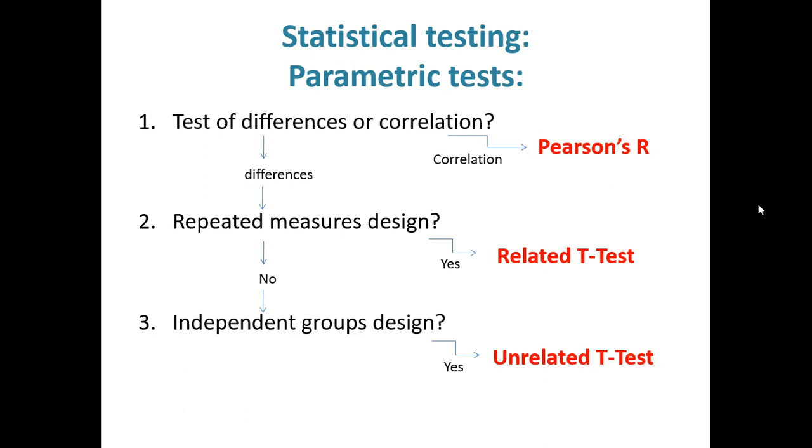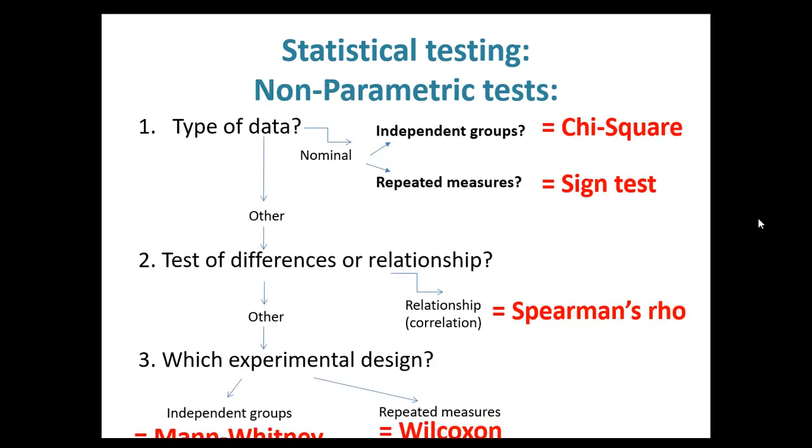The 3 parametric tests that we use are Pearson's, a related t-test, and an unrelated t-test. So a Pearson's test is a parametric test that looks for a correlation. A related t-test is a parametric test that looks for a difference with repeated measures designs, and an unrelated t-test is a test that looks for a difference with an independent groups design. So those are your 3 parametric tests. So Pearson's for a correlation, related t-test for a difference with related data, repeated measures, or matched pairs, an unrelated t-test for independent groups, and a difference.